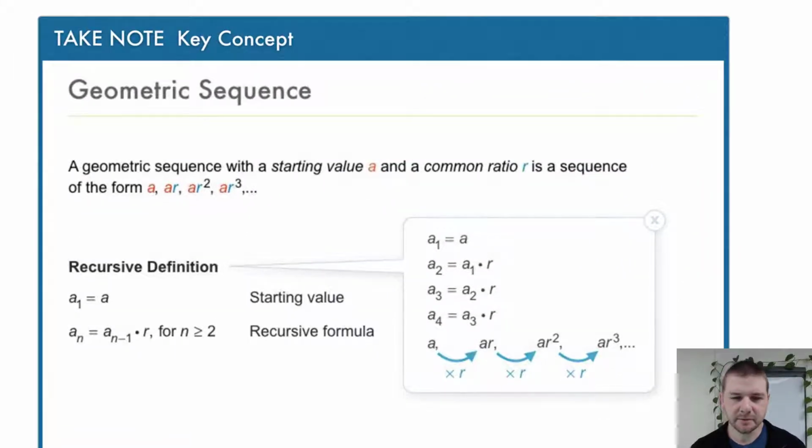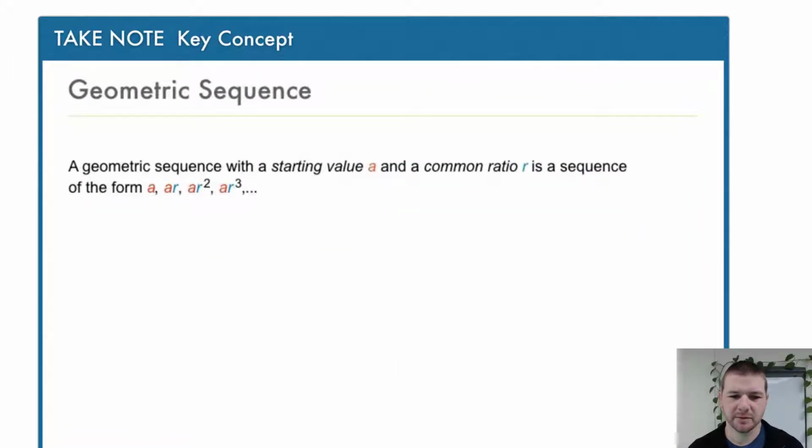Key concept: geometric sequence. A geometric sequence with a starting value a and a common ratio r is a sequence of the form a for the first term, comma, a times r, the second term, comma, a times r squared, the third term, followed by a times r cubed, and so on.